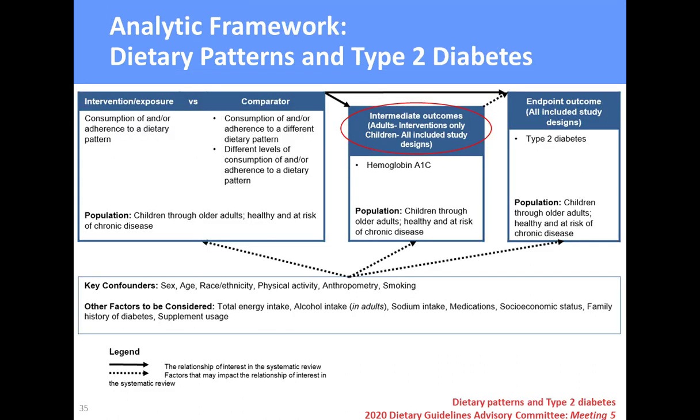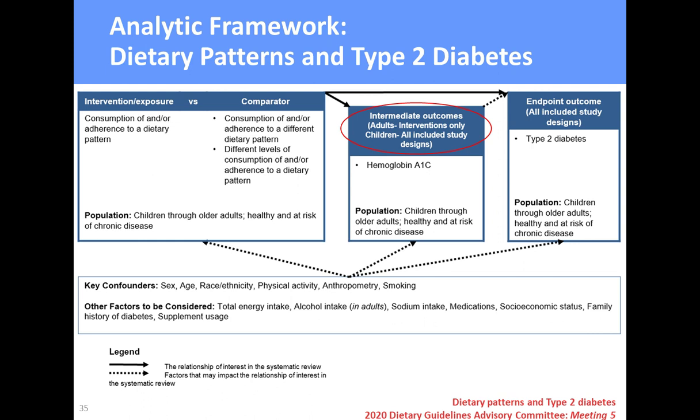So next slide. This is dietary patterns for type 2 diabetes. This is a streamlined analytical framework which will provide the foundation for the question examining the relationship between dietary patterns and risk of type 2 diabetes. The review builds off an existing review from the previous advisory committee.